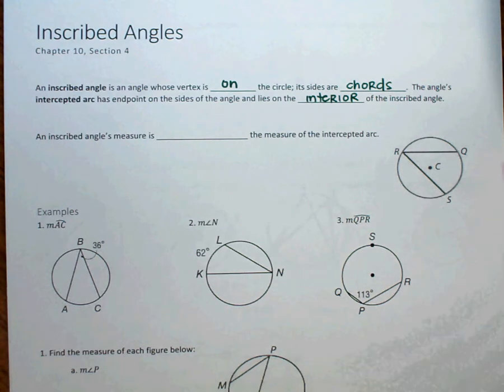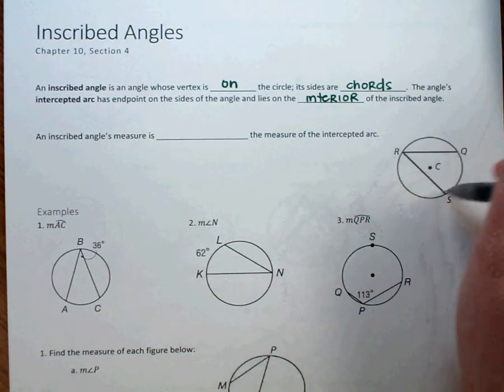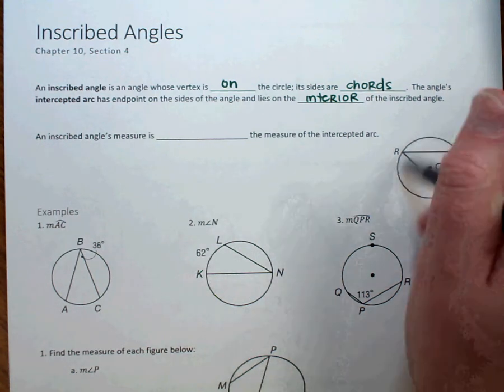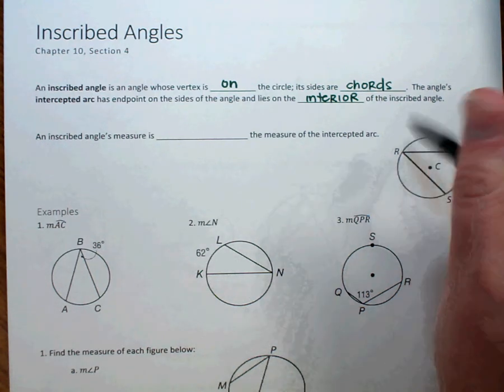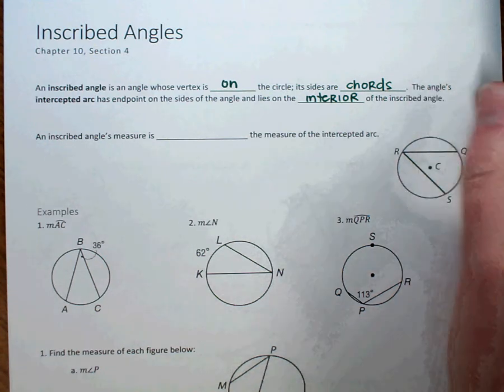Section 10.4 is on inscribed angles. So far we've learned about central angles. Central angles, the vertex is at the center of the circle. Inscribed angles, the vertex is on the circle. So it's somewhere on the edge of the circle or somewhere around that circumference. And then its sides are chords.